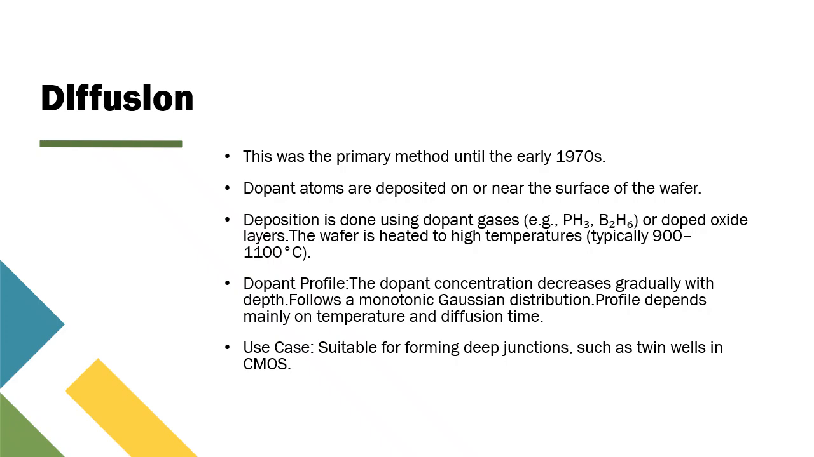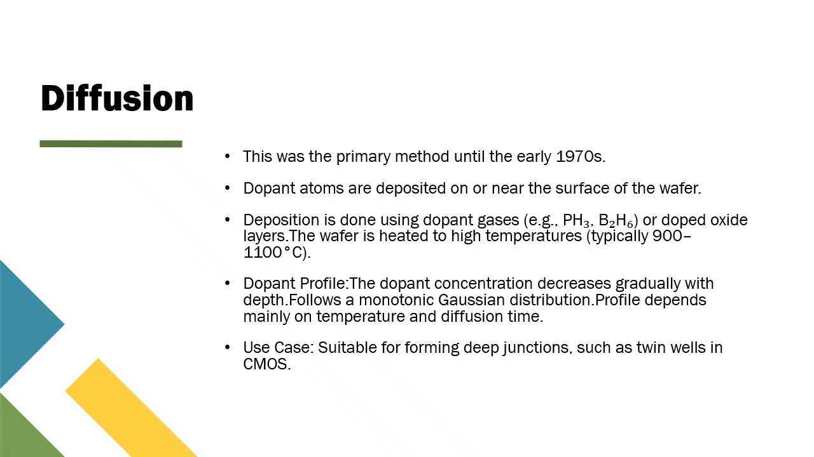The wafer is then heated to a high temperature, typically between 900 degrees Celsius to 1100 degrees Celsius, causing the dopant atoms to gradually diffuse into the silicon. The resulting dopant profile shows a monotonic decrease in concentration with depth. In other words, the highest concentration is at the surface and it decreases smoothly deeper into the material.